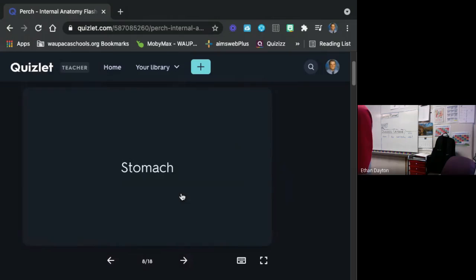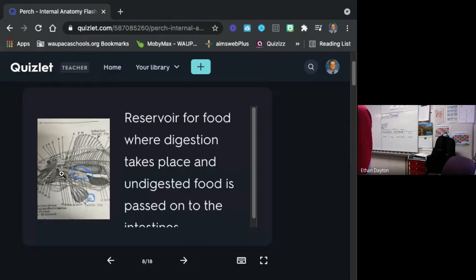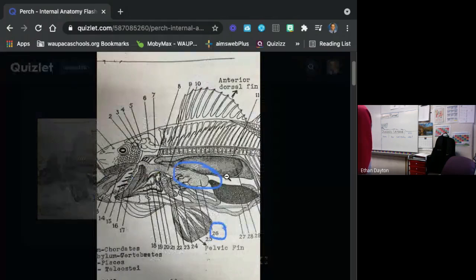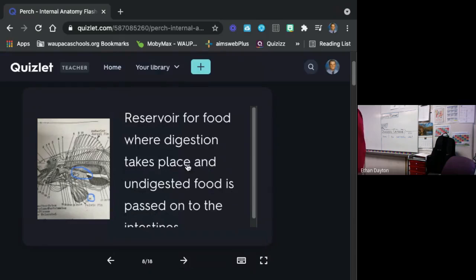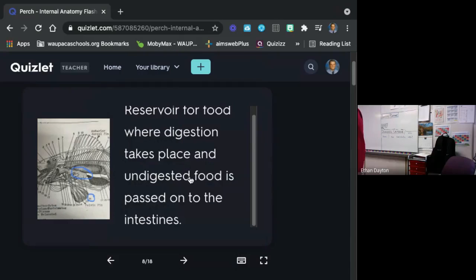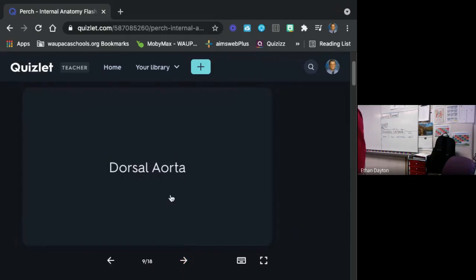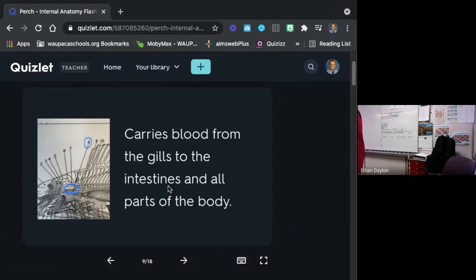Moving on. Stomach. You definitely have a stomach. This one should be one of the more simple ones. This big thing here. Austin, I believe you guys found a fish in your stomach, a minnow? Two of them? Okay. Pretty obvious that that was the stomach when you found some food in there. But this is where digestion takes place. Undigested food gets passed to the intestines. Stomach is a reservoir for food, basically a storage area for food.